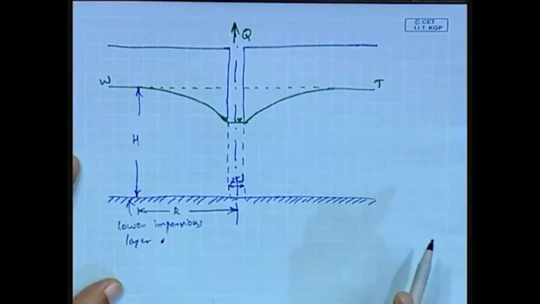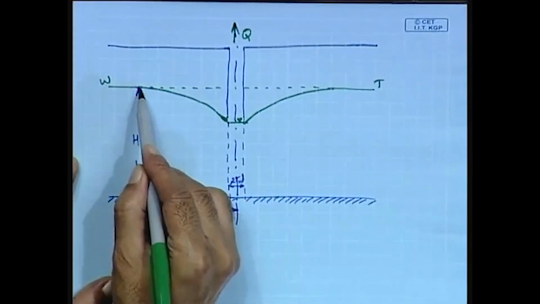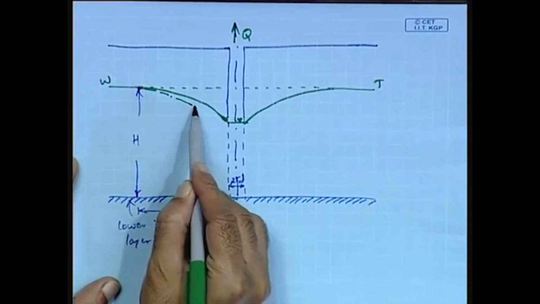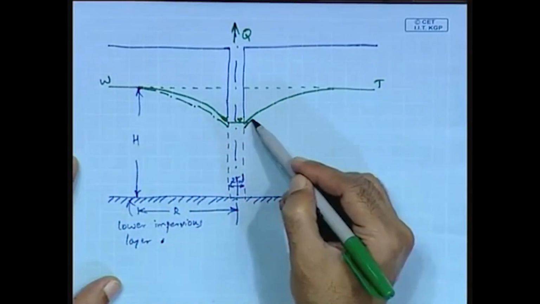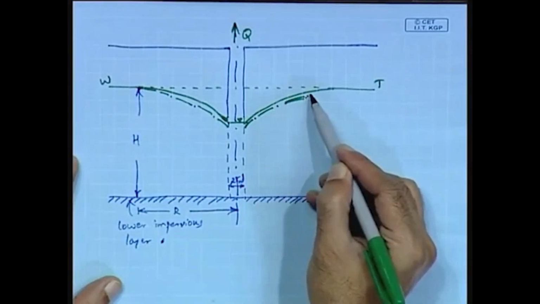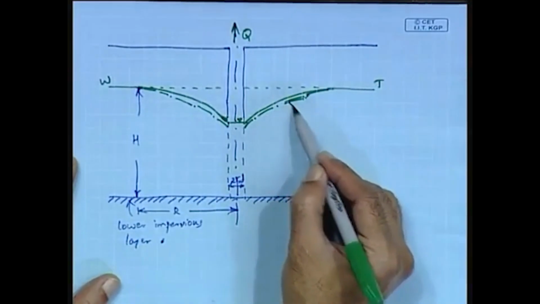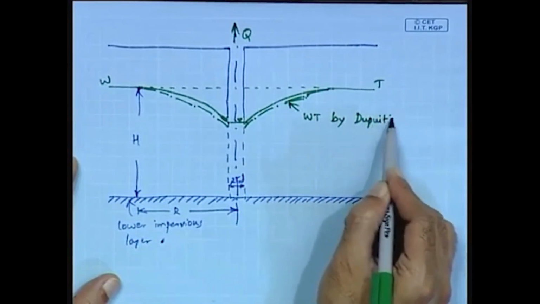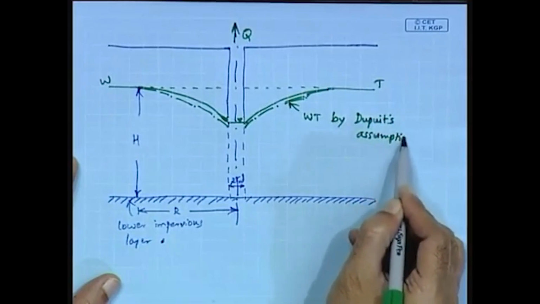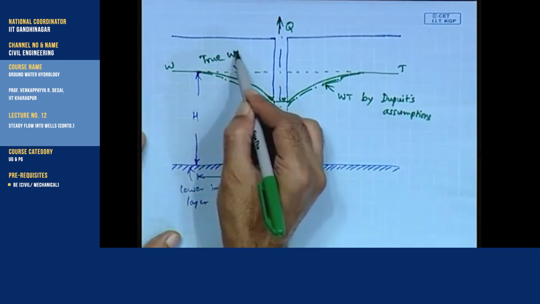and at any 2 points, here what happens is, we need to apply the Dupit's assumptions, and so this is the water table by Dupit's assumptions, and this is the true water table.